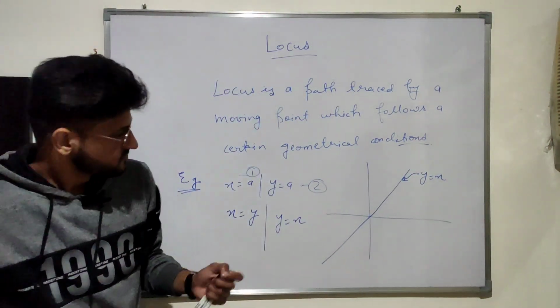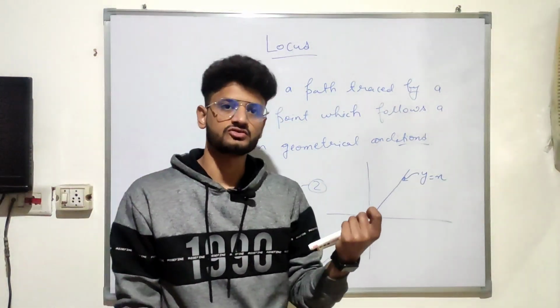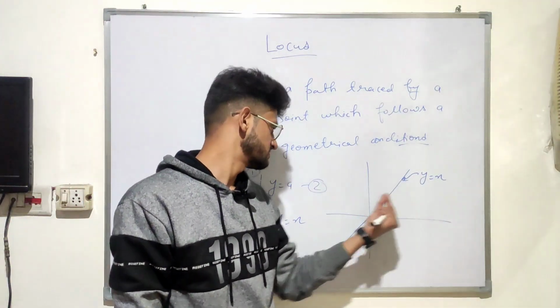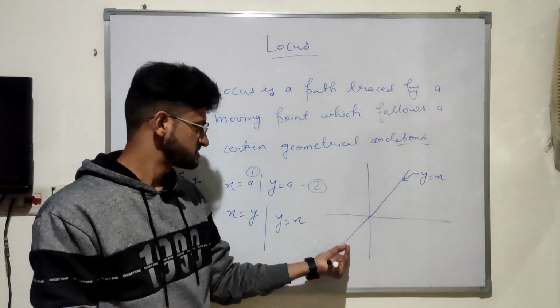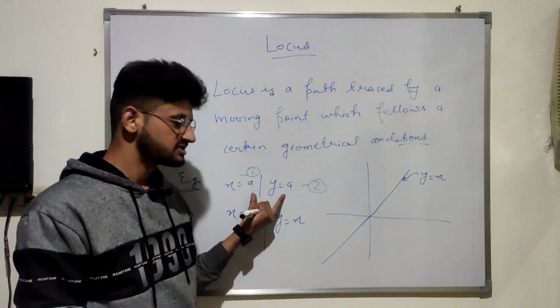So let's see. What we got is, here x is equal to a and y is equal to a. It is the condition given to us. After solving this, we got x is equal to y. This is the path traced by these given geometrical conditions. So basically this is a locus. This is the locus for this condition.